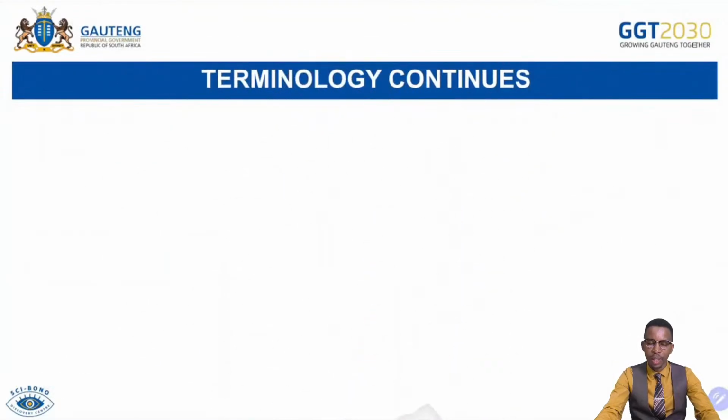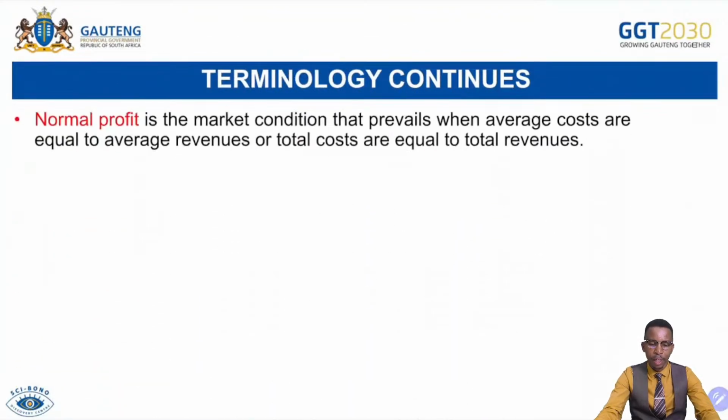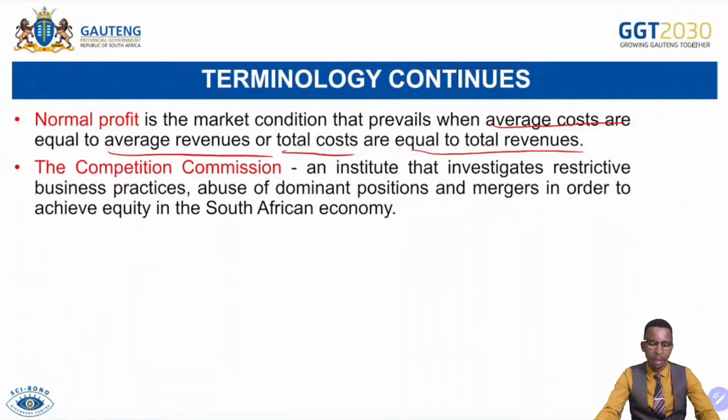Then we continue with the terminologies. The normal profit is the market condition that prevails when average costs are equal to average revenues, or total costs are equal to total revenues. This one is regarded as the break-even. Under normal profit, the firm is making neither a profit nor a loss. So this refers to the minimum earnings that prevent the firm from leaving the market.